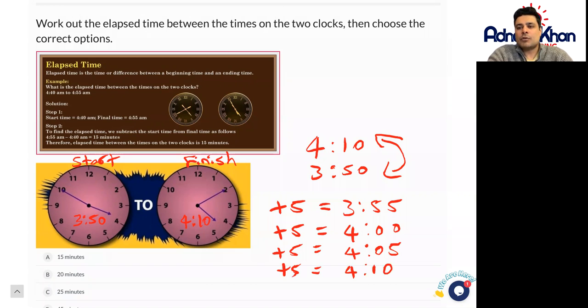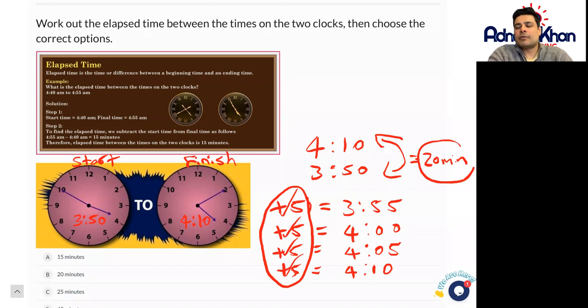So in total, the difference between the two times is 5, add 5, add 5, add 5 minutes, and that gives us a total of 20 minutes in terms of the elapsed time from the start time to the finish time. You can use other methods as well if you like, if it's easier for you to work out elapsed timing, whatever's easier. But I tend to do it more in steps. It just makes it so much easier.